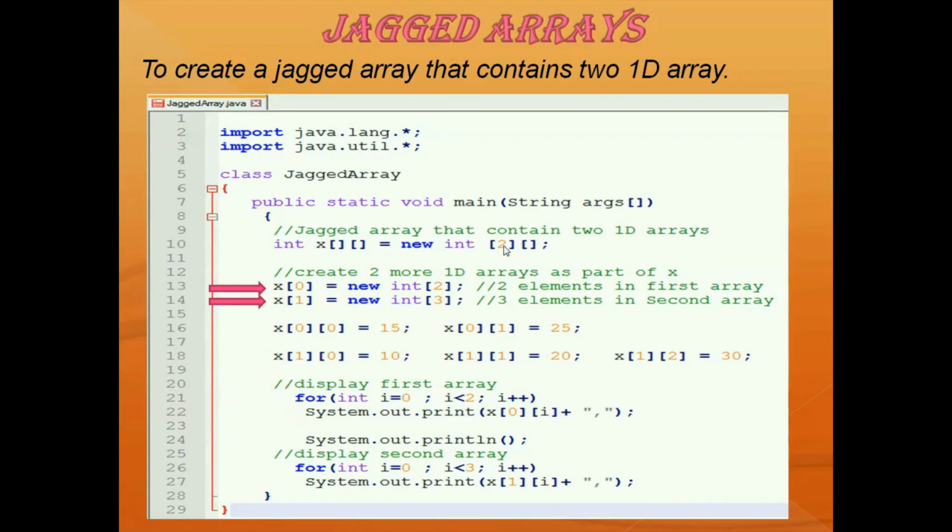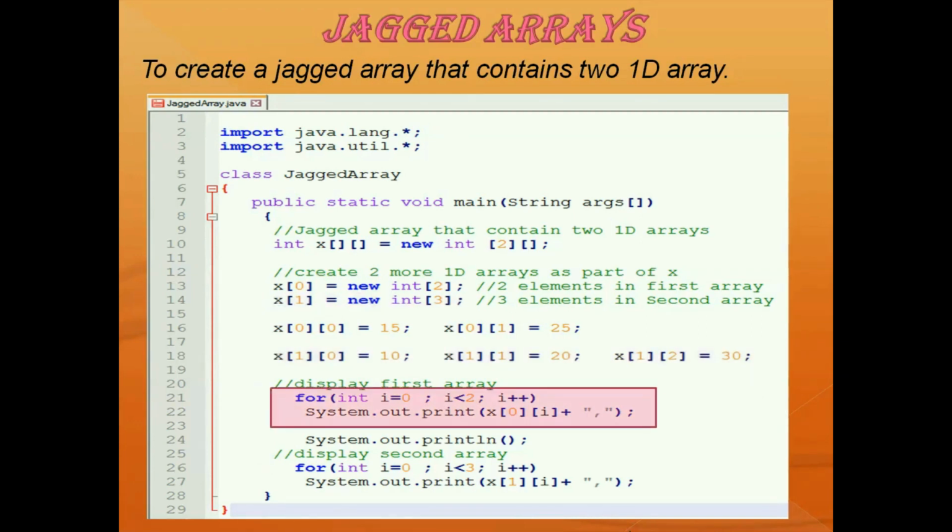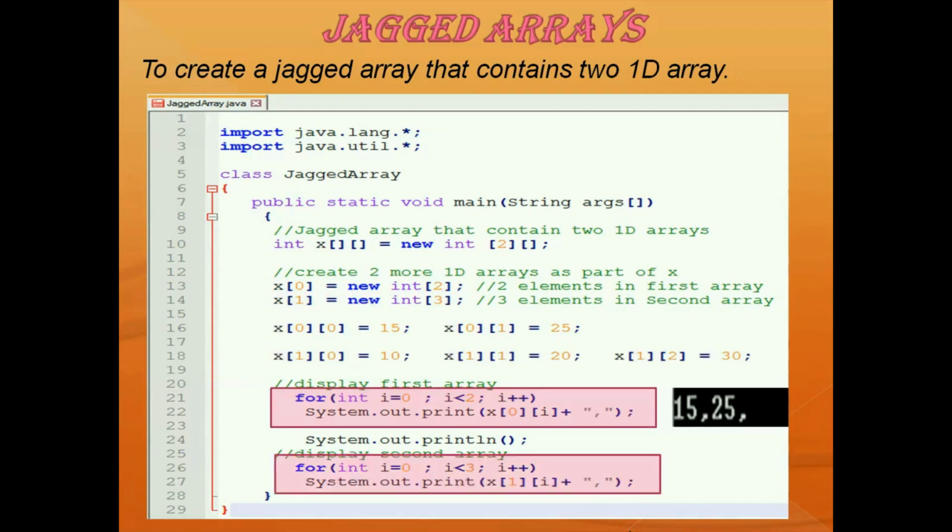Okay, now let's allocate memory for x[0] and x[1] so that they can store two one-dimensional arrays of different sizes. Here for x[0] we can store 2 elements and we will store 2 elements. And for x[1] we can have 3 elements and we will store 3 elements. And after that we just need to display both the array elements. For the first array, this system.out.print will display the result, and for the second array, this system.out.print will display the result.